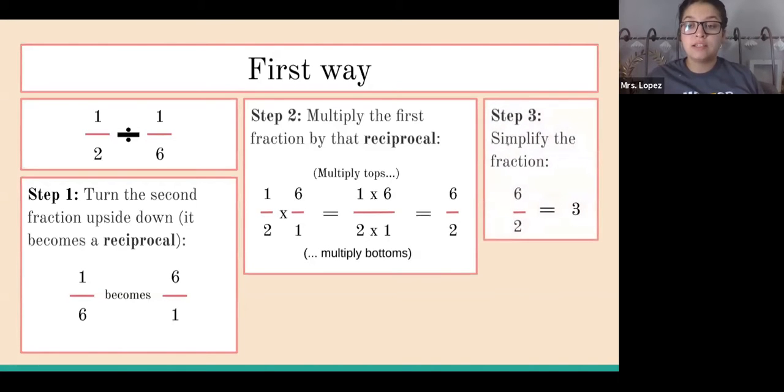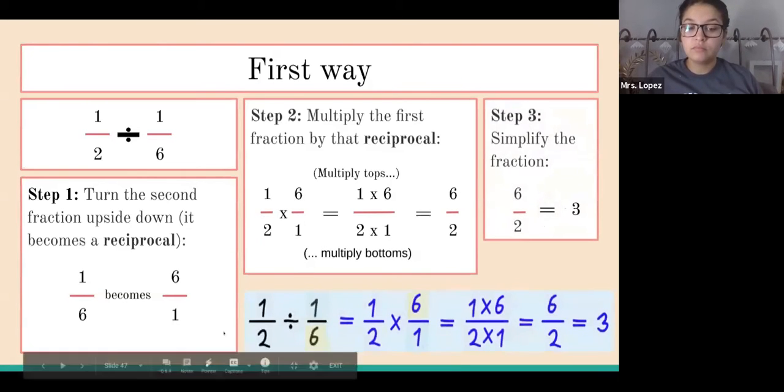Then we're going to simplify the fraction. It's basically saying how many times does 2 go into 6? And 2 goes into 6 3 times evenly. And this is my work. 1/2 divided by 1/6 equals 1/2 times 6 over 1. Those are multiplied and gave me 6 over 2, and that equals 3, because 2 goes into 6 evenly 3 times.